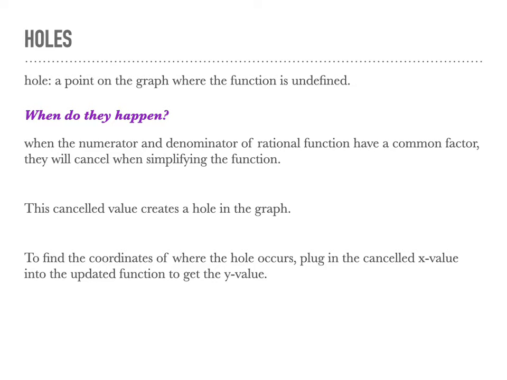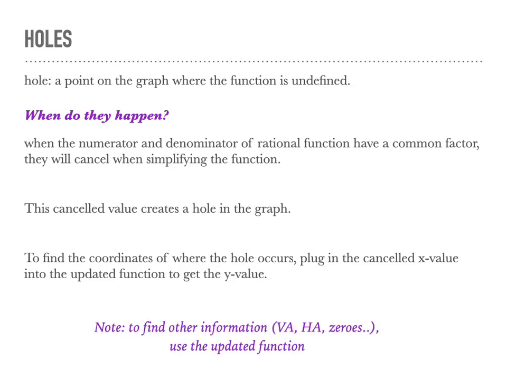Now, in order to find the coordinates of where the hole occurs, since we already have the x value, since we got it from the cancelled value, we plug that same cancelled x value into the updated function, aka the simplified function, in order to retrieve the y value. An important thing to note is that in order to find the other information, such as the vertical asymptote, horizontal asymptote, and zeros, you'll need to use the updated or the simplified function to do so.